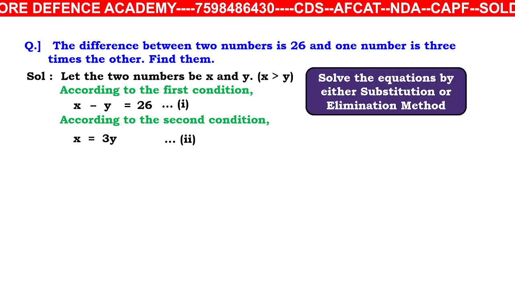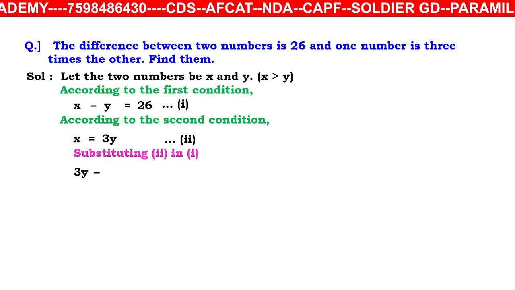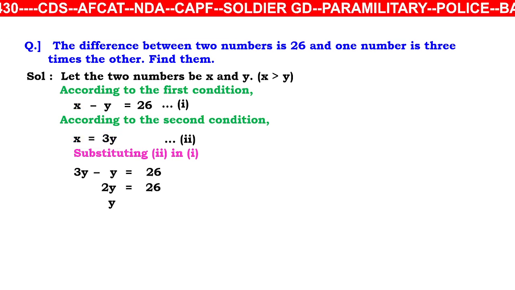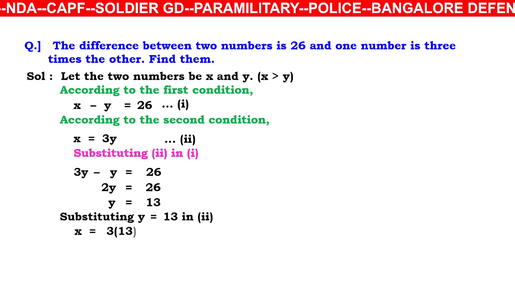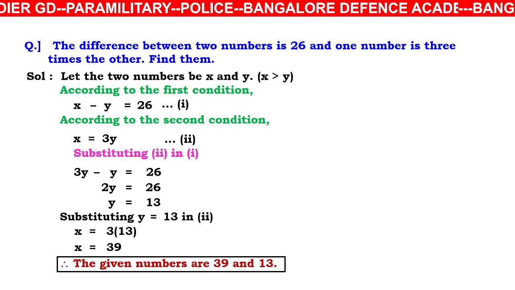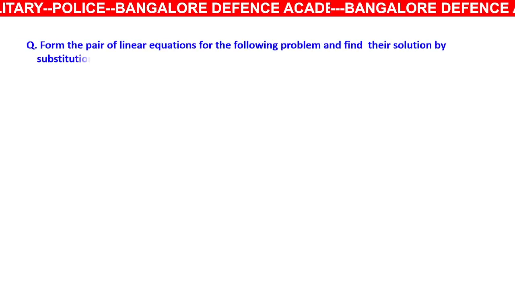I directly substitute in the equation. Now here it becomes 2y is equal to 26, or y is equal to 13, and now you substitute the value of y is equal to 13 in x, you get the x value as 39. So one number is 39, other number is 13. This is the answer. Next question.